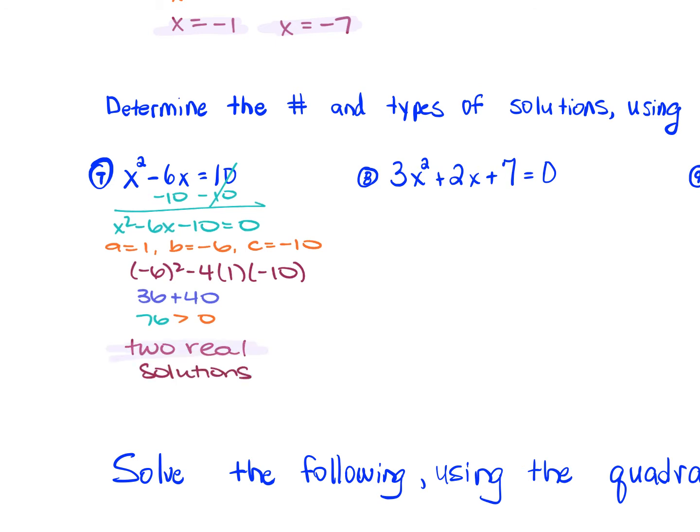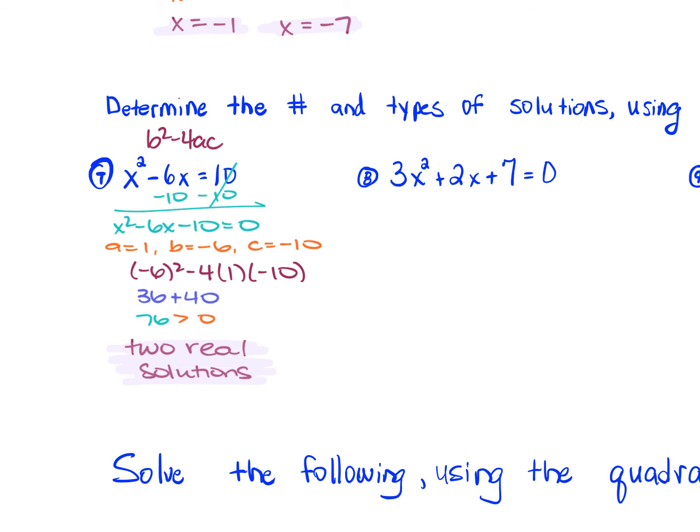B squared minus 4 times a times c, because your discriminant gives you an answer that's greater than 0. If your answer is greater than 0, it's 2 real solutions. If it's equal to 0, it's 1 real solution. If it's less than 0, it's 2 imaginary solutions.